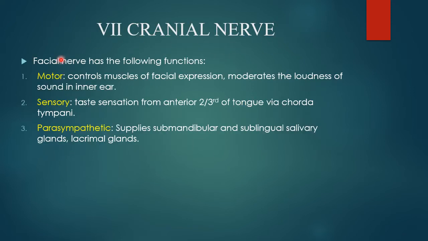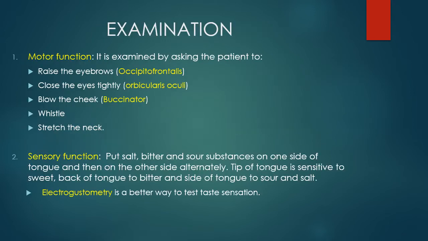Seventh cranial nerve is the facial nerve. It has motor, sensory and parasympathetic function. Motor function is by controlling the muscles of facial expression and moderating the loudness of sound in inner ear. Sensory, the taste sensation from anterior two-thirds of the tongue via chorda tympani. Parasympathetic is by supplying submandibular and sublingual salivary glands and lacrimal glands.